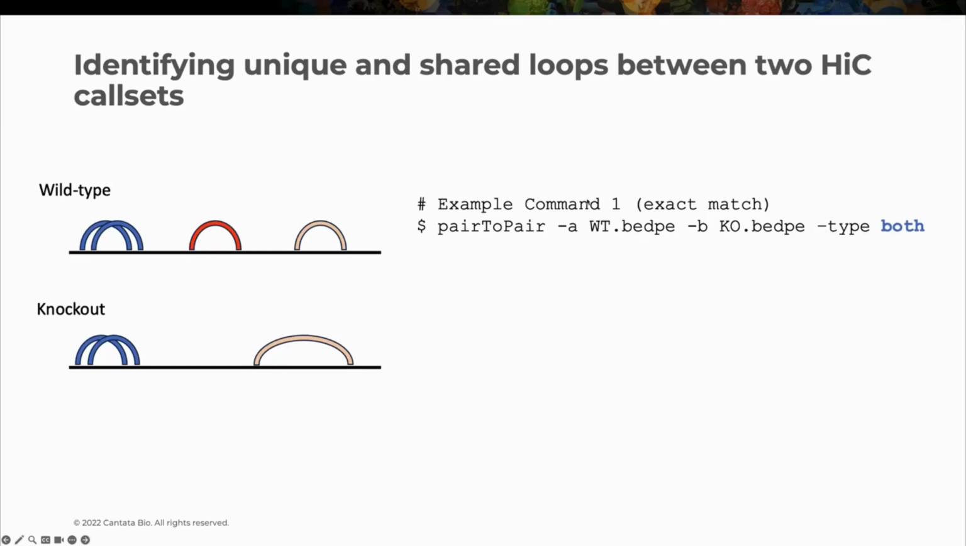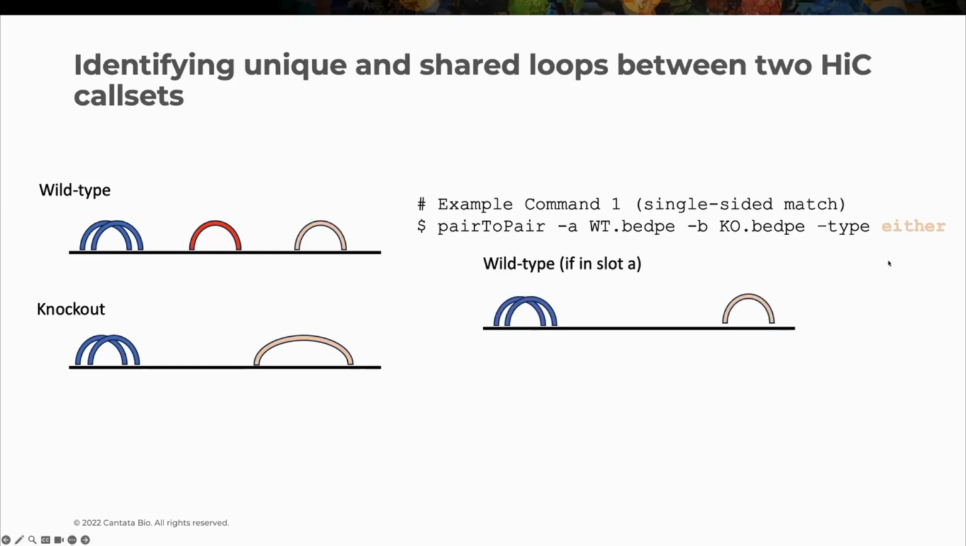You can use a command like this where we have the wild type and the KO. Type both means we're going to find loops that overlap both. So the output of this particular command would be the shared loops. If we want to find not only loops where both anchors are exactly the same, but also loops that are matched on a single side, we can change a parameter in our command to either. So either the left or the right can match, right? So that would return something that looks like this.